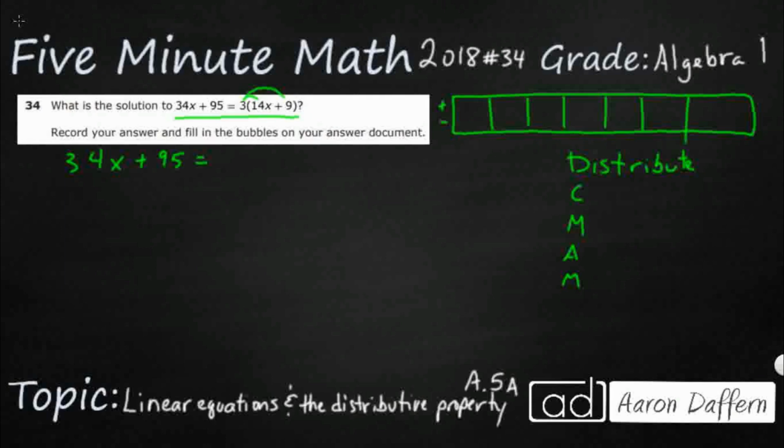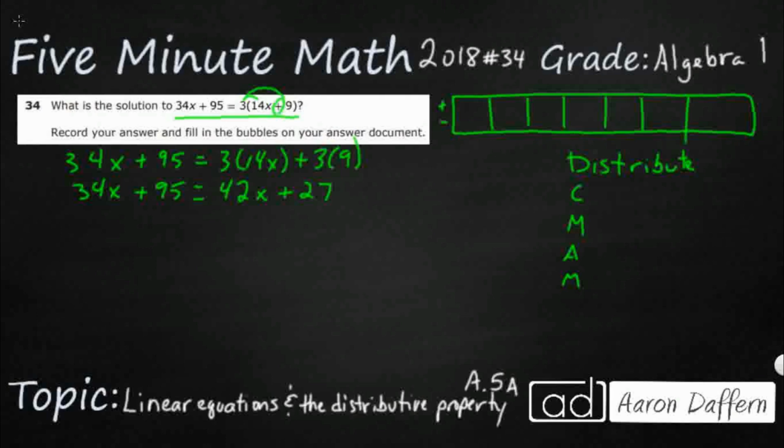So all that means is we're going to take the 3, since it's the multiplier on the outside of the parentheses, and we're going to multiply it by the 14x. So 3 times 14x. And then what we do is we keep whatever operation is in the middle. So this is a plus. And then we distribute out the 3 times the 9. Okay? So what do we have here? Let's go ahead and simplify this. We've got the 3 times 14, so that's going to be 42x plus 27 equals 34x plus 95. All right, so we've distributed.